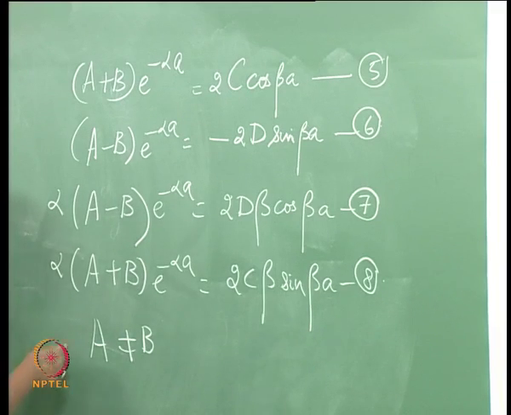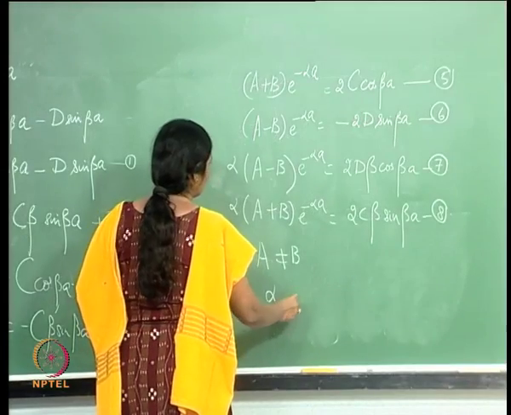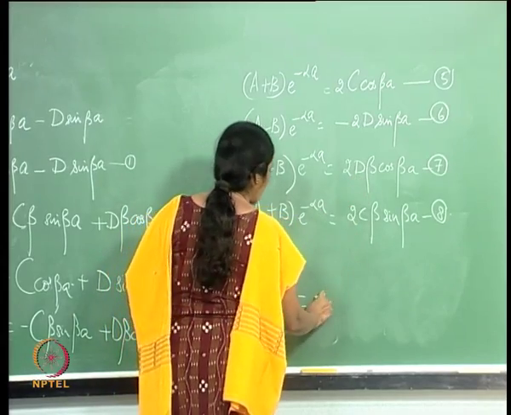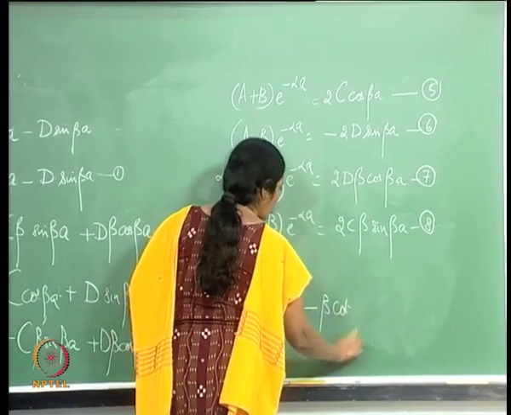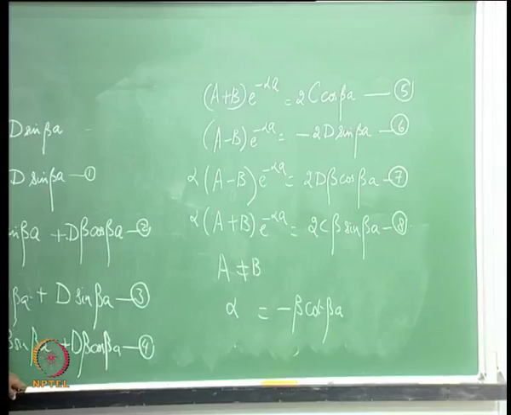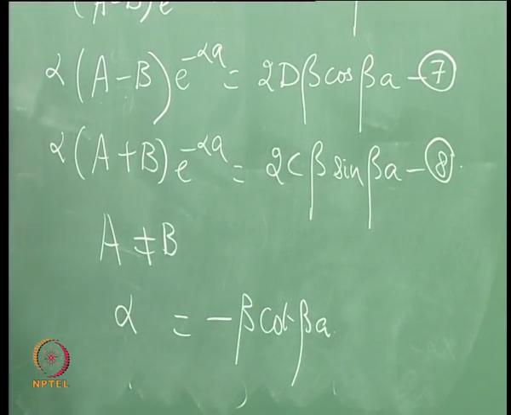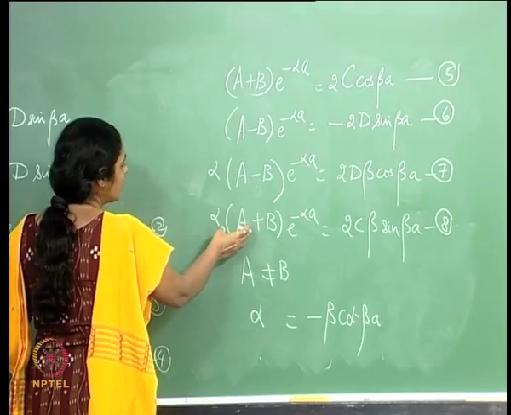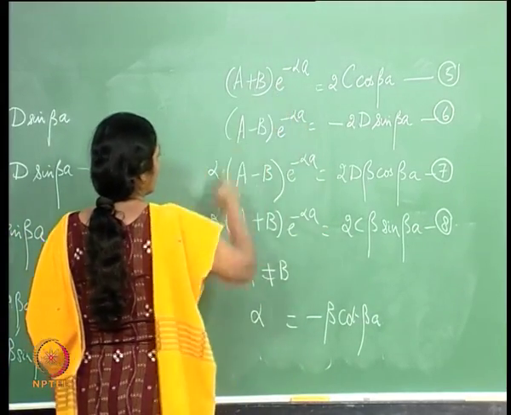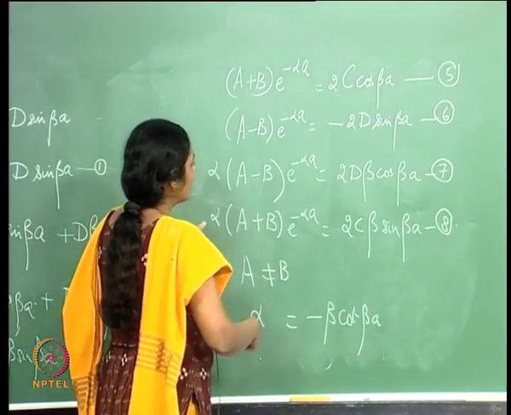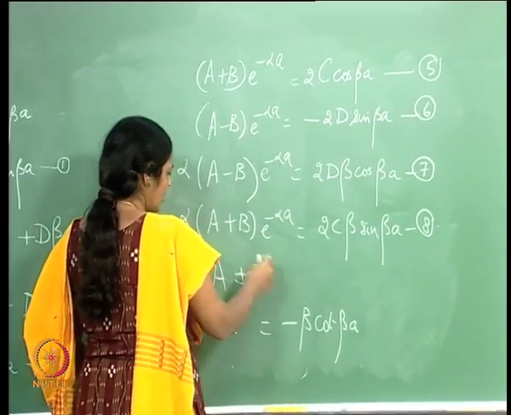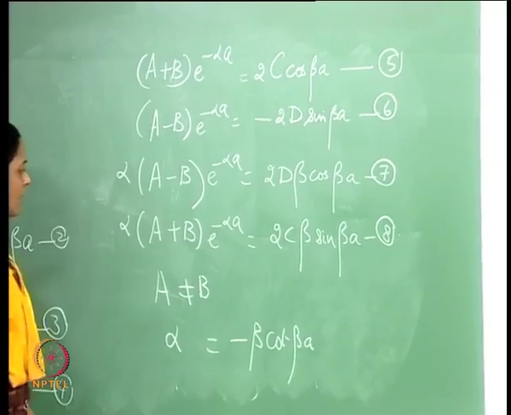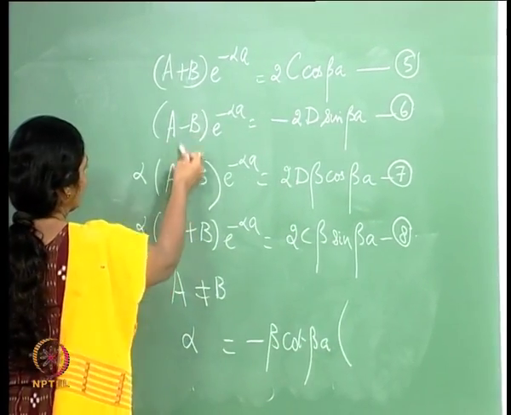Now if indeed that is true, let me divide 7 by 6. If I did that, I get alpha is equal to minus beta cot beta A. So that is one thing that I have. I could also have divided equation 8 by equation 5, and that would have given me alpha is equal to beta tan beta A. So one solution is alpha is minus beta cot beta A. I got this by looking at these two equations.